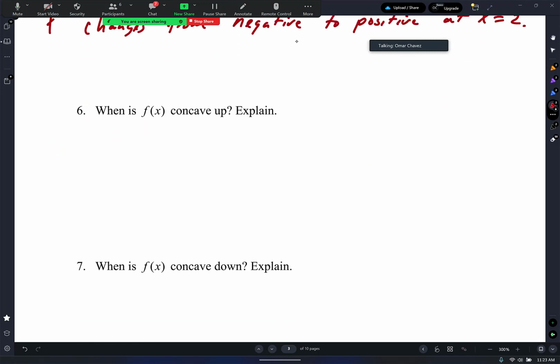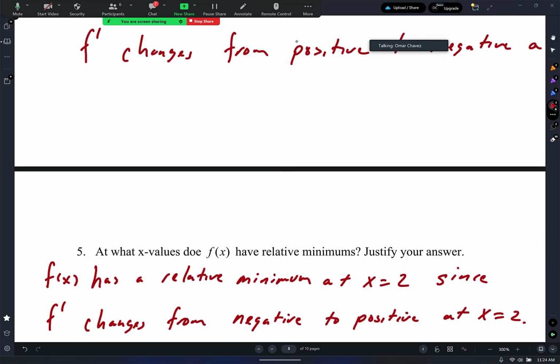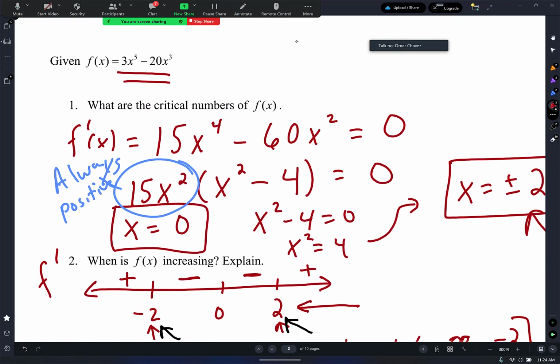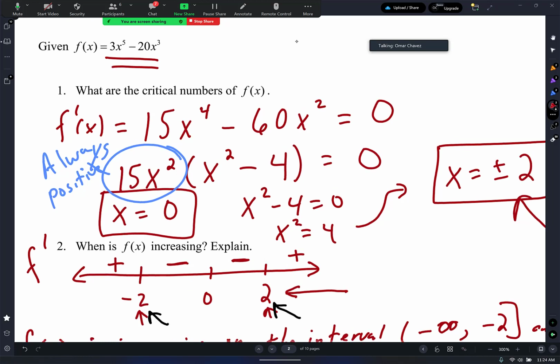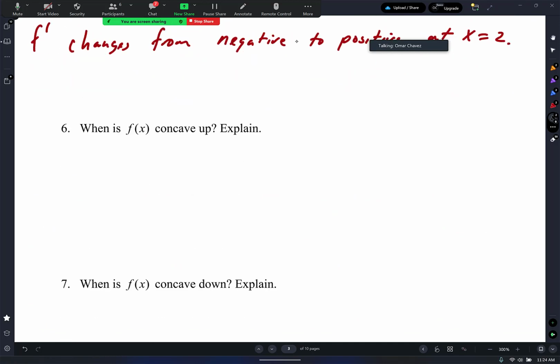All right. When is f of x concave up? Well, to know about concavity, we got to take a what? A second derivative. Yeah, perfect. Sorry, there's a slight delay, but we're so good. So I'm going to take this expression right here, the derivative, 15x to the fourth minus 60x squared, and I'm going to take a derivative of that. So that's going to be my second derivative.